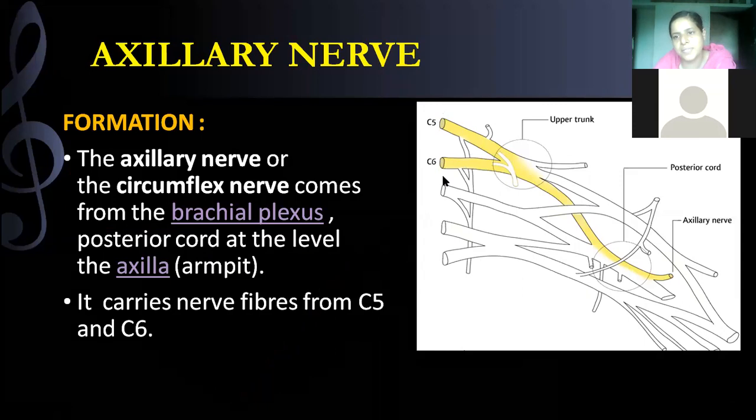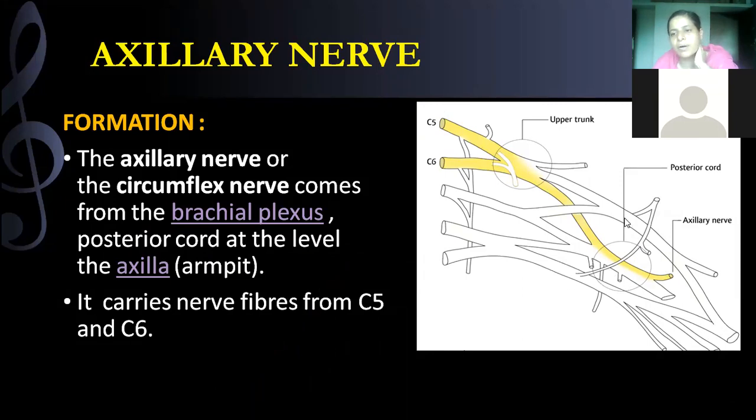So C5, C6. So we know this is the posterior cord, this is medial cord, and this is lateral cord, isn't it? So here we have the axillary nerve. If you remember the code I gave you from posterior cord, ULNAR, but the nerve is not ulnar, the code is ulnar, I said, and A is actually standing for axillary nerve. So you can see here the root value is C5 and C6.